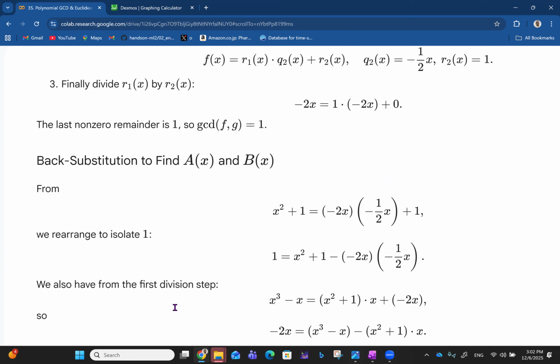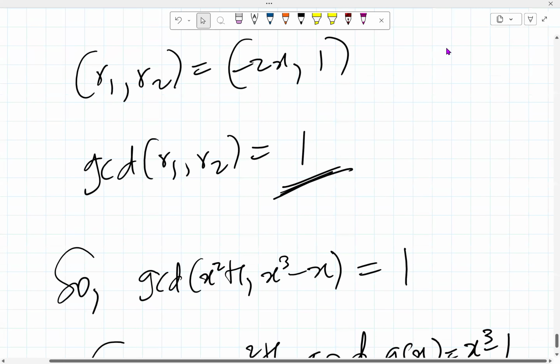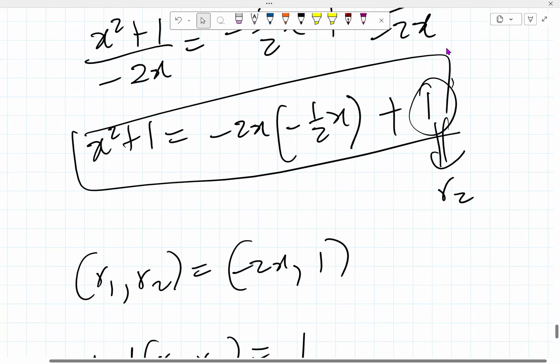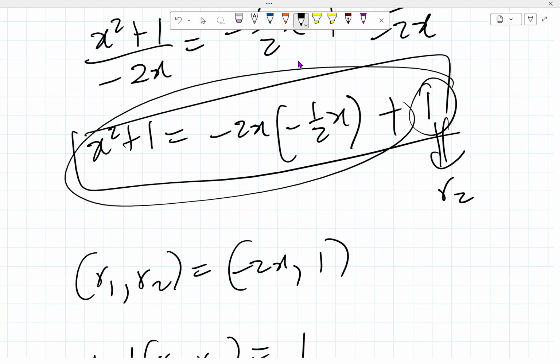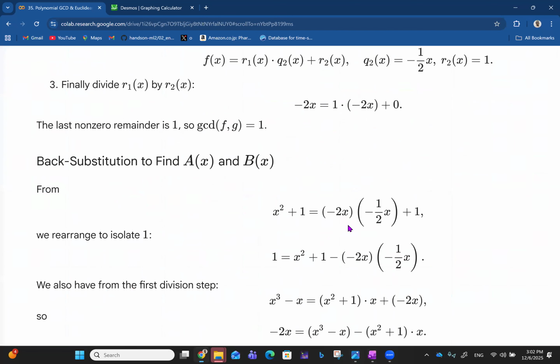So by backward substitution now, we can find a of x and b of x. From x squared plus 1, we had minus 2x times minus half x plus 1. We also got that here, right? So we have this expression, minus 2x times minus half x plus 1. So we now take it backwards. We rearrange to isolate 1.